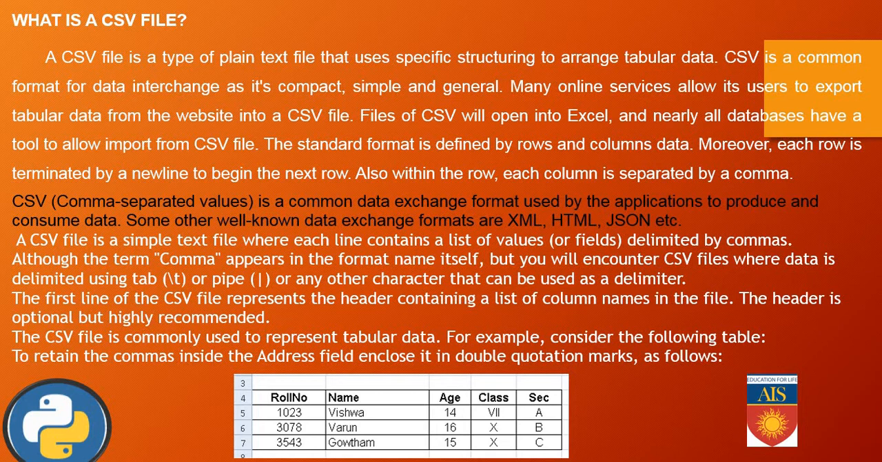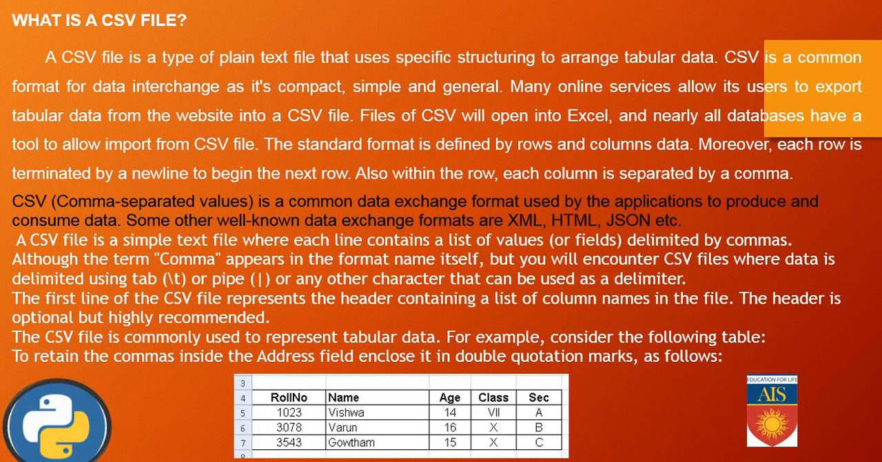Many online services allow their users to export tabular data from the website into a CSV file. CSV files will open in Excel, and nearly all databases have a tool to allow import from CSV files. The standard format is defined by row and column data. Each row is terminated by a new line to begin the next row. Also, within the row, each column is separated by a comma.